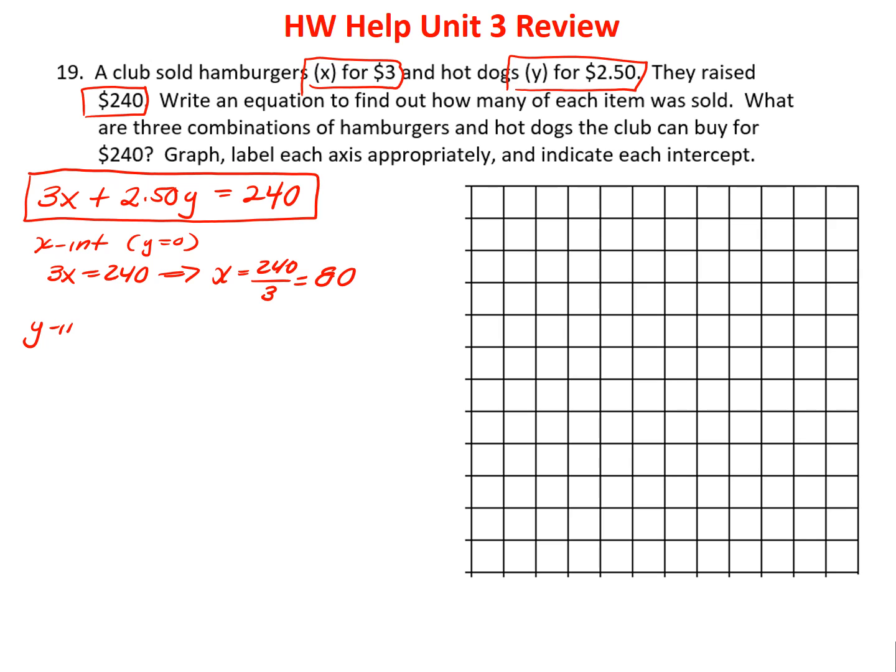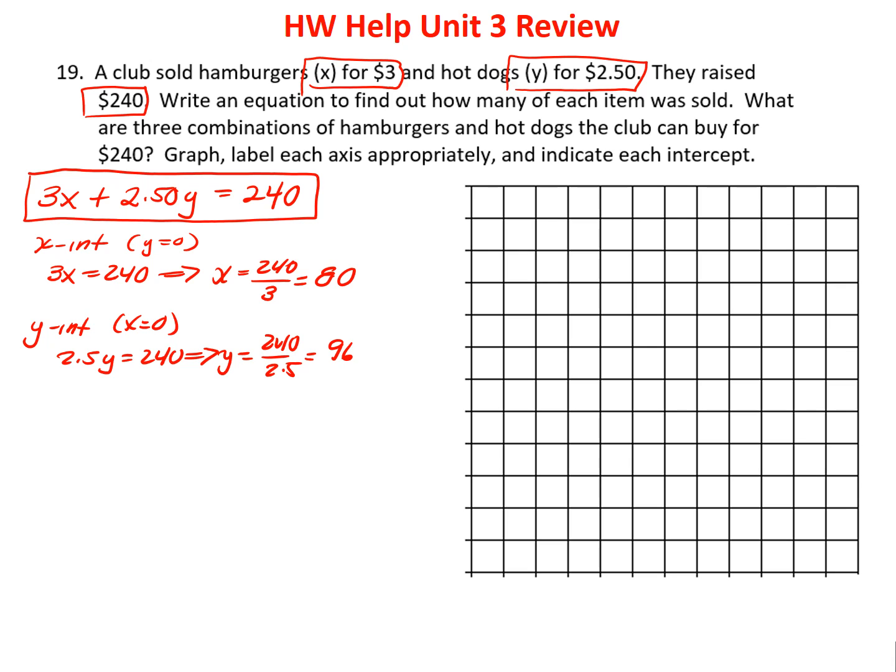Now to find my y-intercept, that's the place where x equals 0. So in this case, 3 times x is 0, so I'm just left with 2.5y equals 240. Which implies that y equals 240 divided by 2.5, which my calculator tells me is 96.